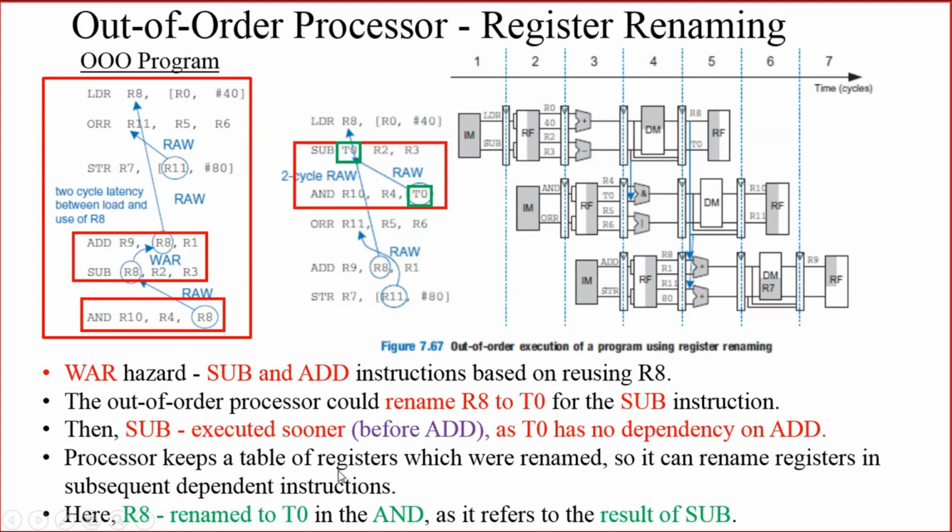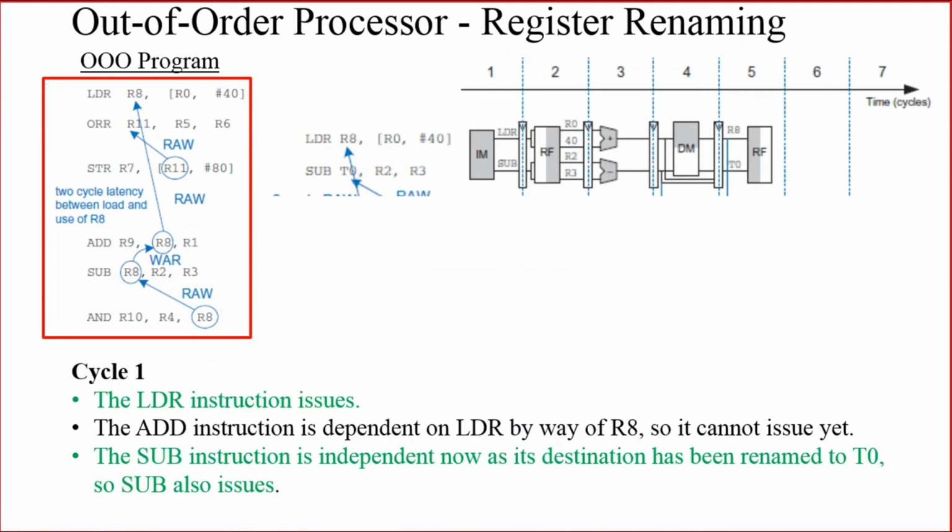And the processor will keep a table of registers which are renamed, so it can rename the registers in the subsequent dependent instructions also. Whenever sub renames R8 to T0, the subsequent instruction's register also should be renamed. For that, the processor keeps a table of renamed registers so that it can be easily renamed. So this is an example showing the register renaming technique. Then we will see it one by one.